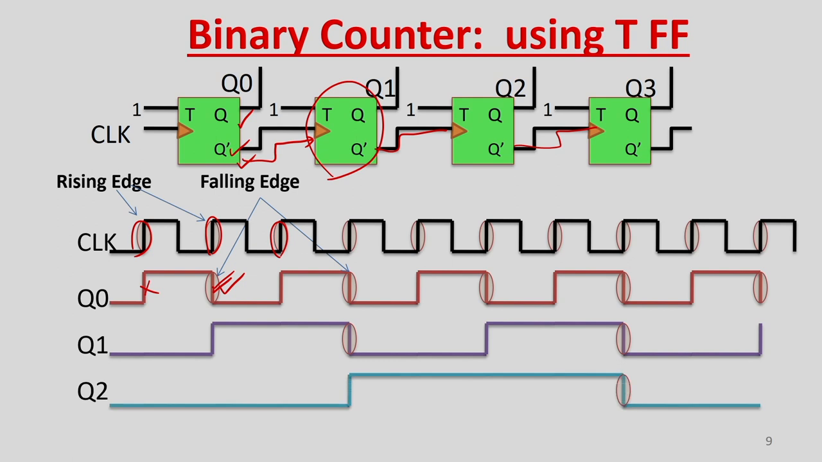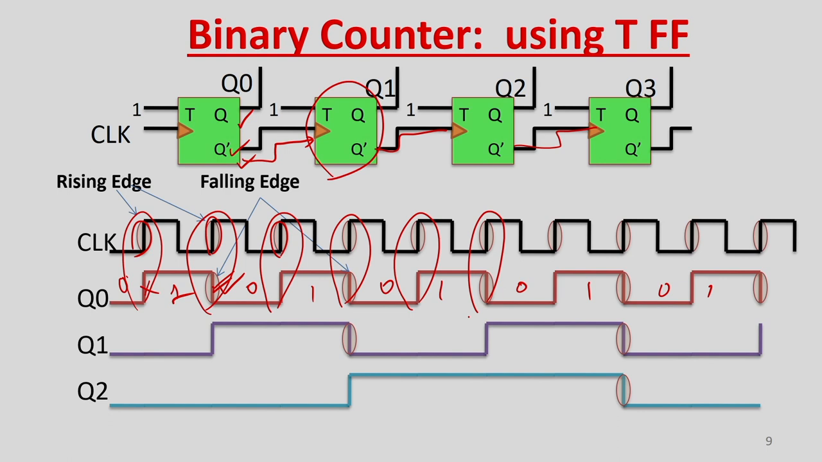Actually, if you do this, how is it behaving? So, Q0 changes every clock cycle, okay, 0 1 0 1 0 1, every clock cycle it is changing. That means at this point it is changing, with every clock change happening.